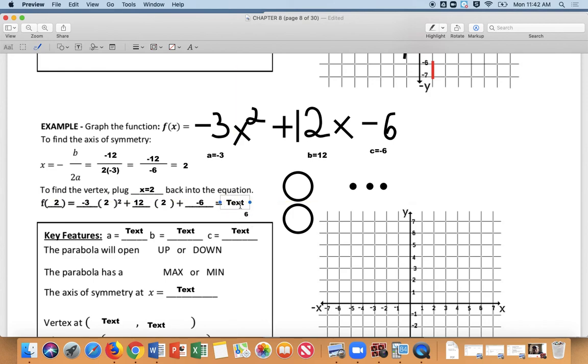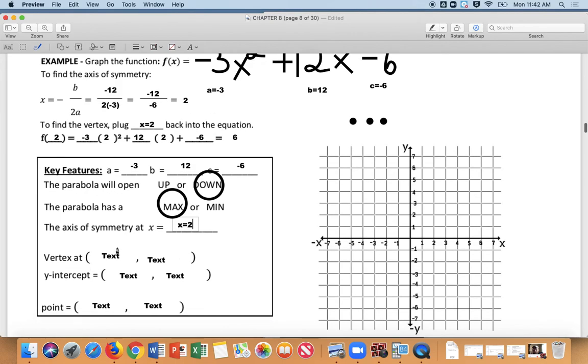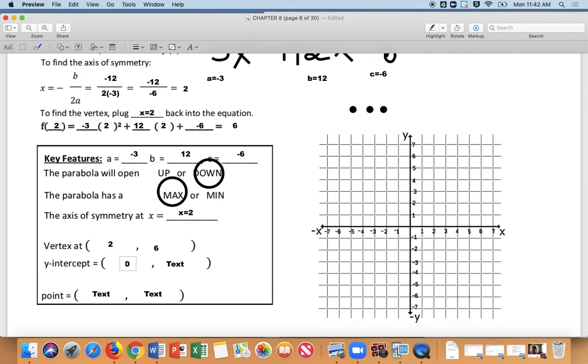So I have 6. Because we labeled, we already have all of these, so I'm just going to fill them in. Because A is negative, it opens down, and we have a max. Our axis of symmetry is x equals 2. The vertex would be 2, 6. The y-intercept is 0, negative 6.